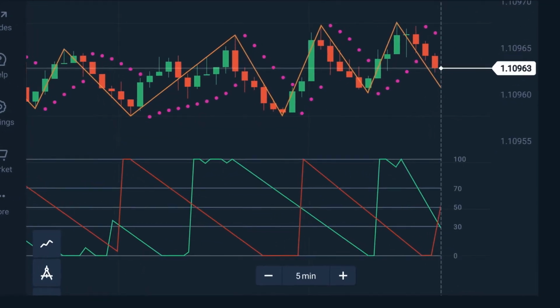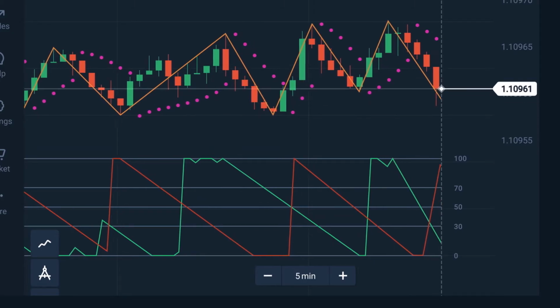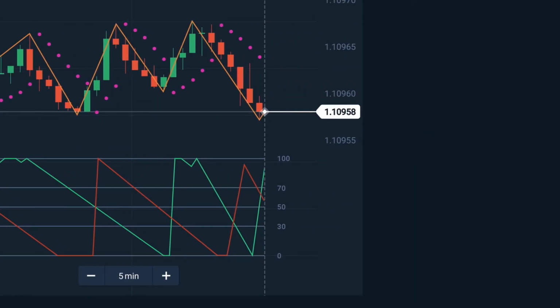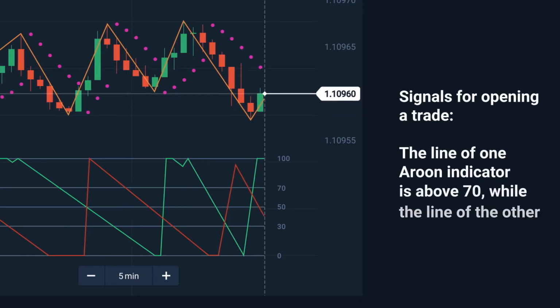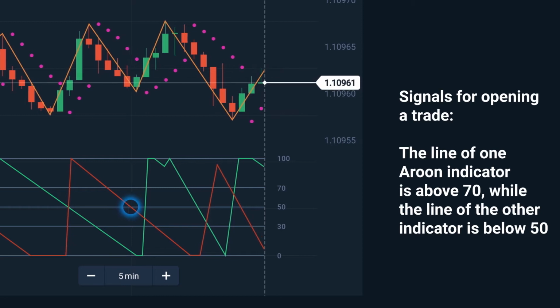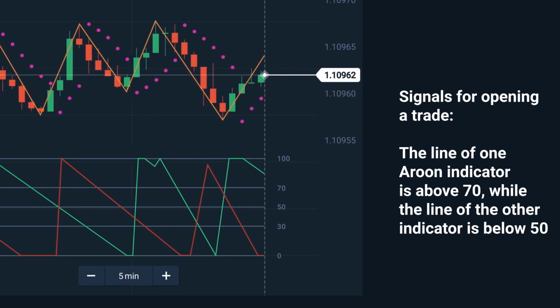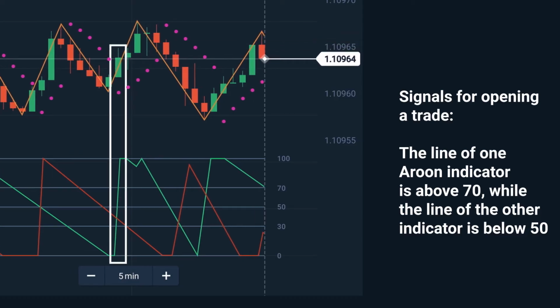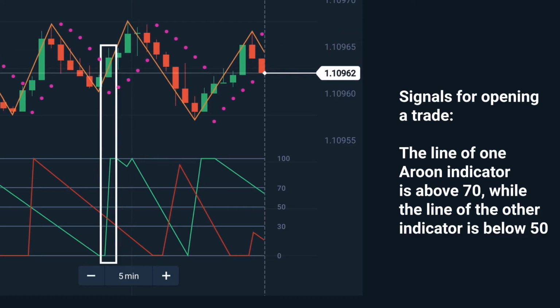The Olymp up and Olymp down indicators represent the strength of the current trend, and a zigzag indicates its direction. When an uptrend prevails, the Olymp up line is above 70, and the Olymp down line is below the level of 50. If at that moment the points of the parabolic indicator are below the price chart, while the zigzag line is directed upwards, open an up trade.